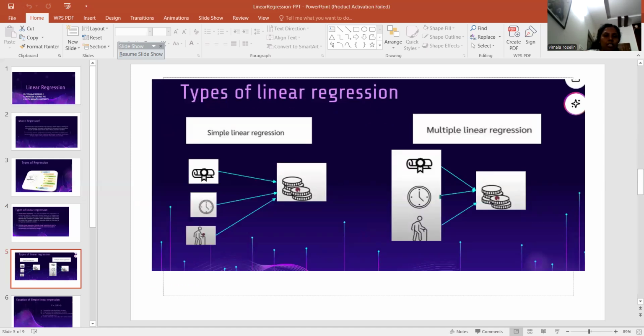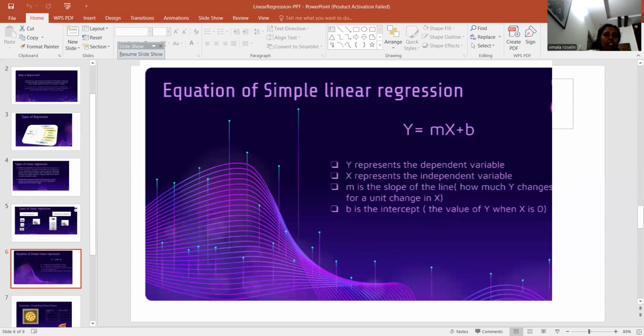Here the output is the same, a reward. In simple linear regression, it is based on time, based on the work. So each dependent variable is connected with the independent variable. But in multilinear regression, the reward is combined based on the different independent variables. There is one equation to calculate linear regression.